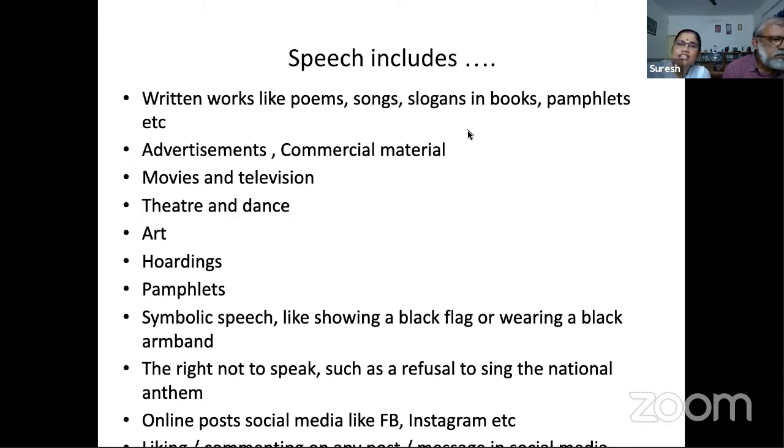Now, free speech by itself would become meaningless if we as a society are ignorant and completely uninformed, and we have no method of understanding before we articulate.